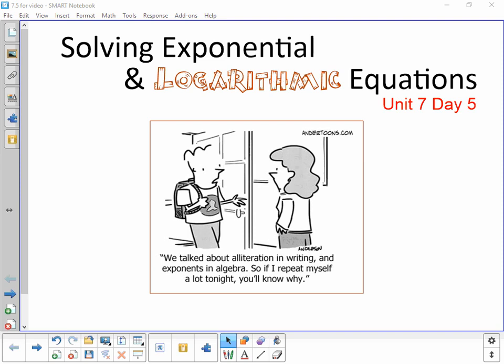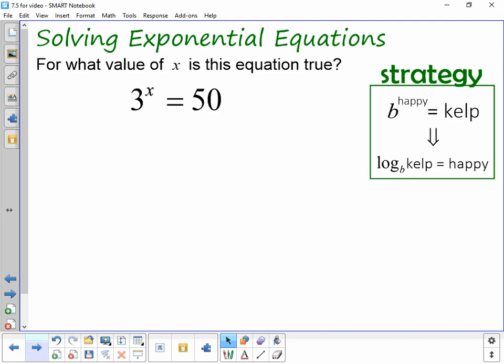All right, this is the last lesson of our log unit. Today we're going to be solving logarithmic and exponential equations. We're going to start with exponential equations. We want to know for what value of x is this equation true? We have 3 to the x power equals 50.